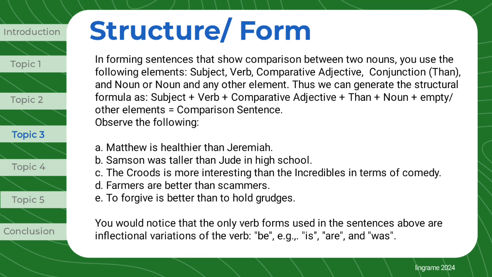Samson was taller than Jude in high school. The Croods is more interesting than The Incredibles in terms of comedy. Farmers are better than scammers. To forgive is better than to hold grudges. You would notice that the only verb forms used in the sentences above are inflectional variations of the verb be, for example, is, are, and was.